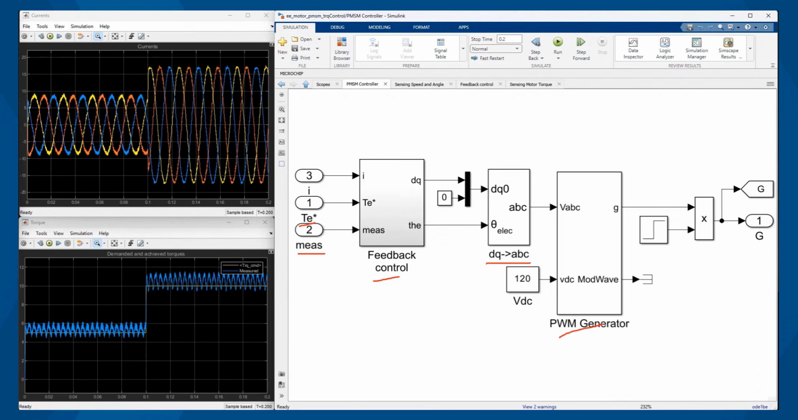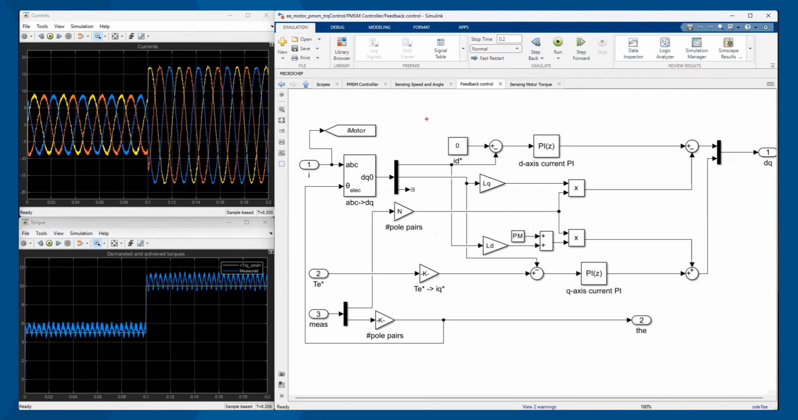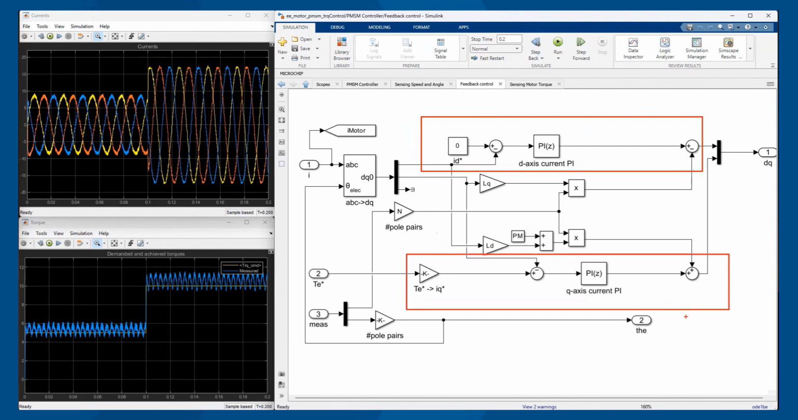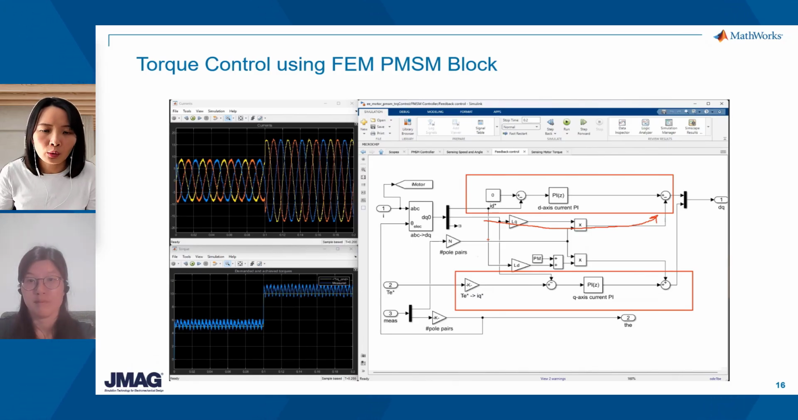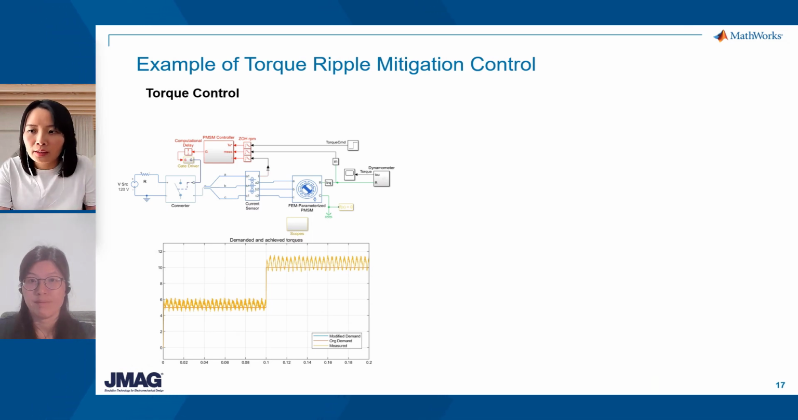We got DQ to ABC and SVPWM, and inside of the field orientation control, we got the DQ reference frame to control the torque. Also, since we want to do the cross coupling decoupling term, we also implement those algorithms in our torque control. So now we can simulate these nonlinear spatial harmonics of torque ripples.